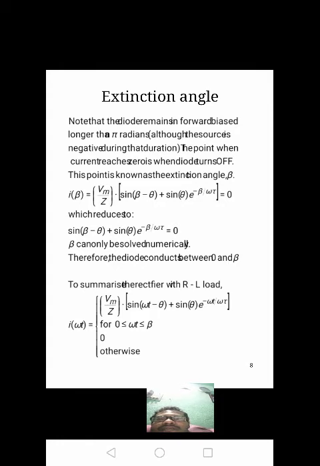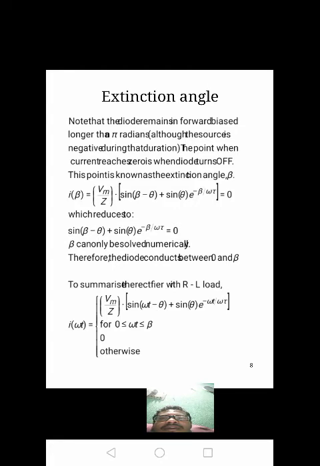Note, VL is negative because the current is decreasing, that is VL is equal to L into dI by dt. Extinction angle. Note that the diode remains in forward bias longer than pi radians. The point when the current reaches 0 is when the diode turns off. This point is known as the extinction angle beta.